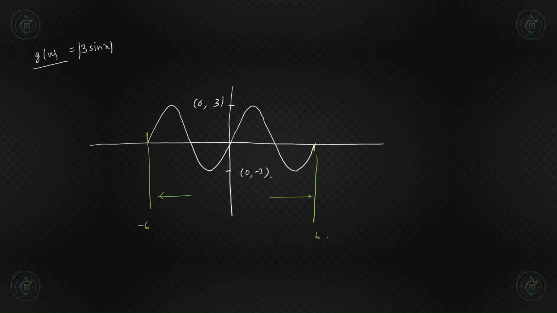Then we have to transform this graph to mod of 3 sin x. Okay, so we do the same thing here also, that we remove the negative part of this graph and reflect this negative part about x-axis. Okay, so the graph will look something like this. Okay, let us draw this.